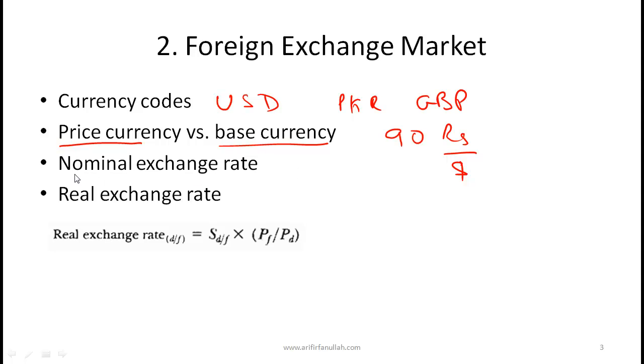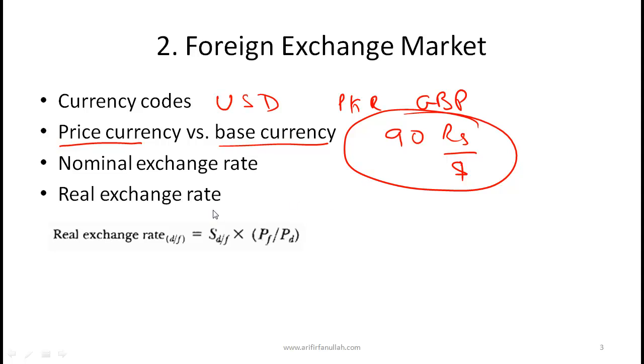Next point is the nominal exchange rate. This is the exchange rate that you see in the market, in the newspapers, at FX dealers. So this 90 rupees per dollar is an example of a nominal exchange rate. So literally you go to a dealer, give him 90 rupees, he will give you $1. That is referred to as your nominal exchange rate.